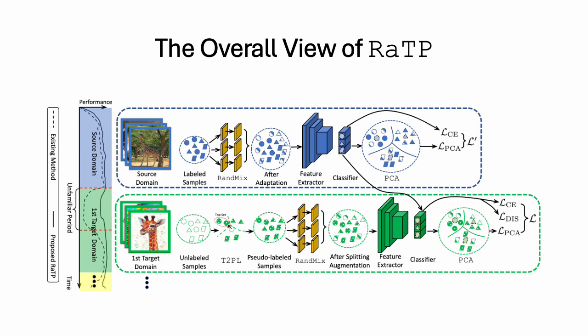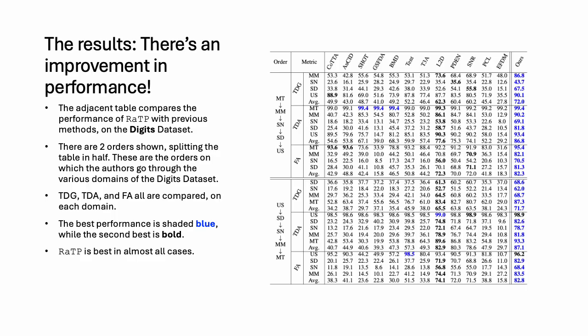This is an example of a problem which RATP would be able to solve very well. Consider this particular class of giraffes. In the source domain, the images are real photographs of giraffes, while in the first target domain, they are artistic depictions of giraffes. Here, RATP will give high performance even in an unfamiliar domain.